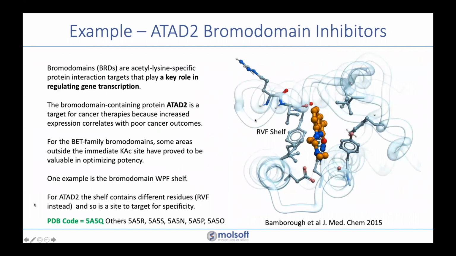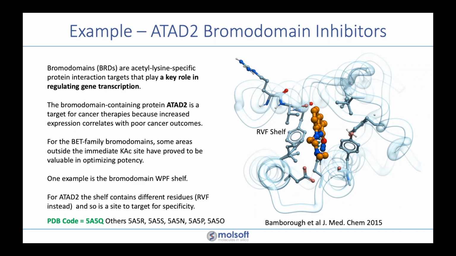So today's example that we're going to use is a bromodomain called ATAD2. Bromodomains are acetyl-lysine specific protein interaction targets, and they play a key role in regulating gene transcription. The one we're focusing on today is ATAD2, which contains a bromodomain, and it's a target for oncology because increased expression correlates with poor cancer outcomes.